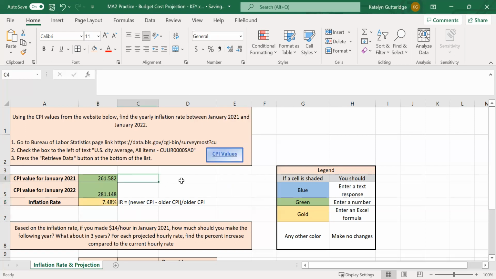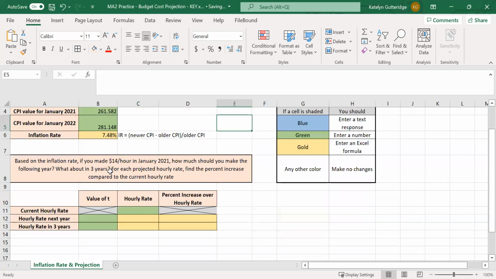So between January of 2021 and January of 2022, I am saying the inflation rate is 7.48% based off of those two CPI values I found. So in 1 year, those CPI values increased by 7.48%. Since it's positive, that's telling me it's an increase. If it was negative, it would be a decrease.